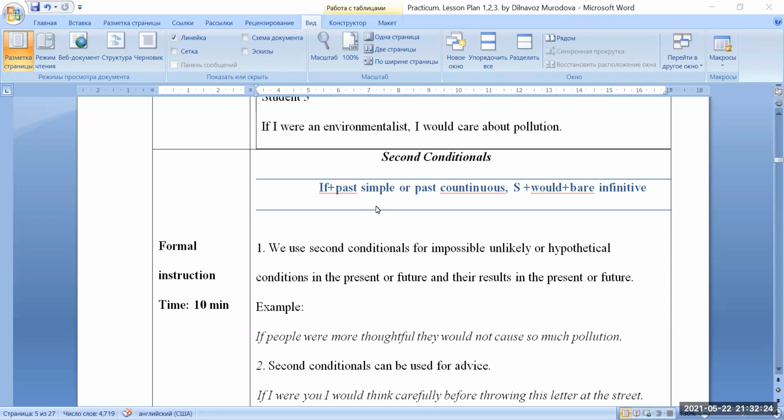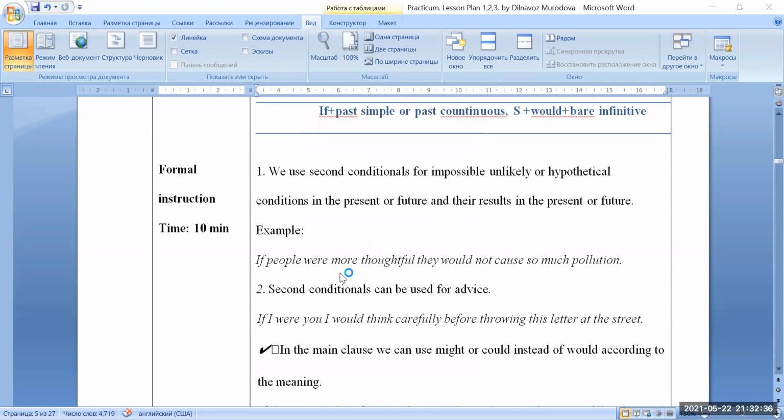Okay, and we use second conditionals for impossible, unlikely, or hypothetical conditions in the present or future, and the results in the present or future. Pay attention to the example. If people were more thoughtful, they would not cause so much pollution. But in real life, in fact, people are not more thoughtful. They are making a lot of environmental problems and a lot of pollution. That's why we are imagining that if people were more thoughtful. Yeah, do you understand?